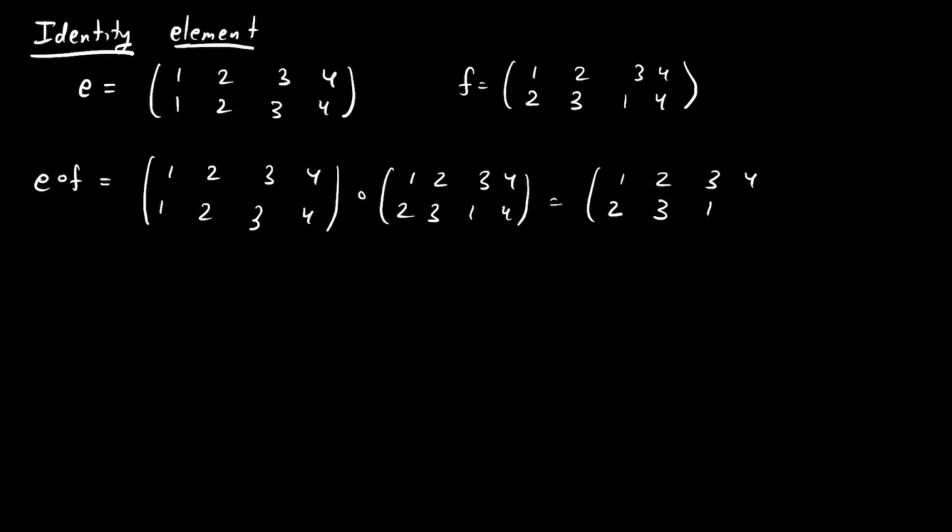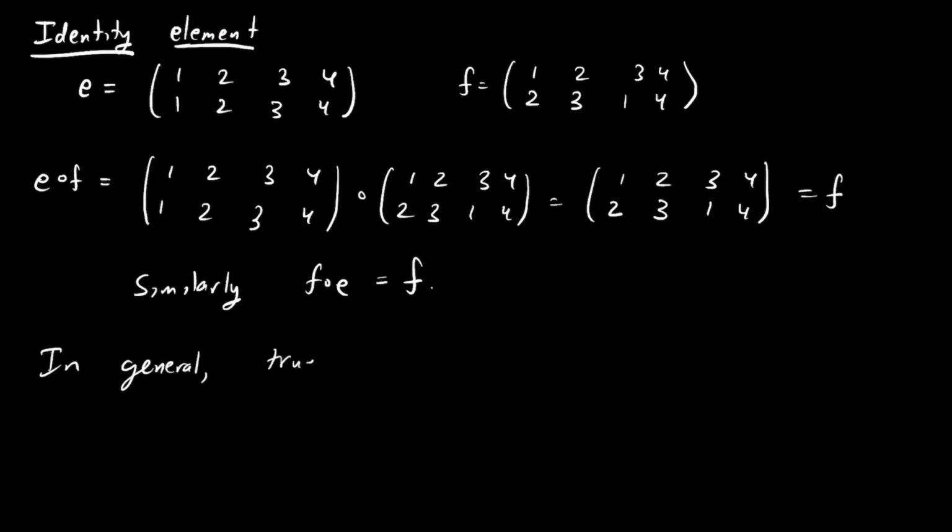And then finally, where does 4 go? Well, f sends 4 to 4, and then E sends 4 to 4. So 4 just gets sent to 4. And I see that I get f back. And I could do similarly. I can say that f composed with E is equal to f, right? And this works for all permutations. So in general, this is true for all permutations. Okay, so that's how I can get the identity.